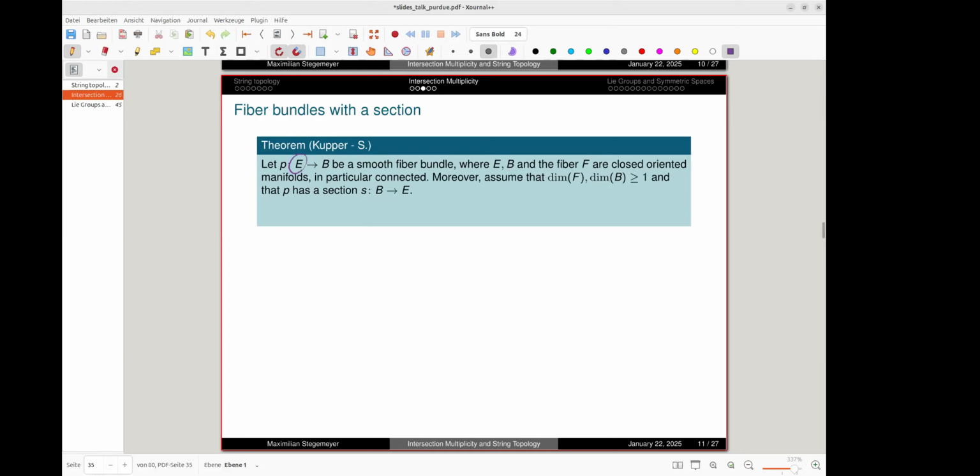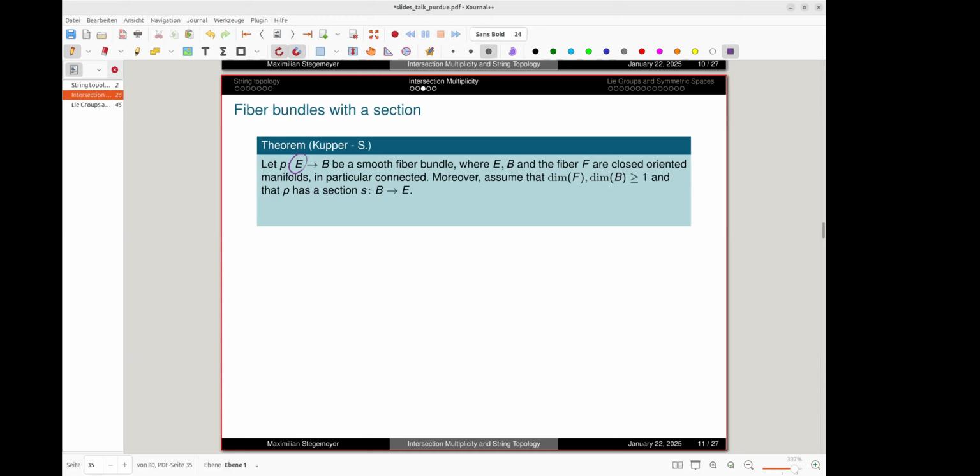We have a smooth fiber bundle where the total space, the base, and the fiber are closed oriented manifolds. In particular, I don't want coverings or anything, so I want everything to be connected. I also don't want the identity map or the map to the point. I really want to have an interesting fiber bundle. This is just what this says here, that the dimension is positive.